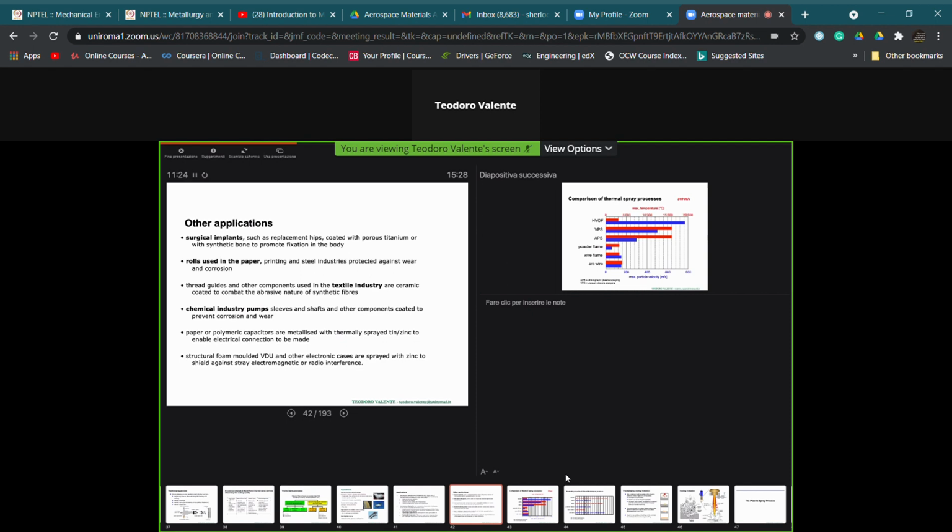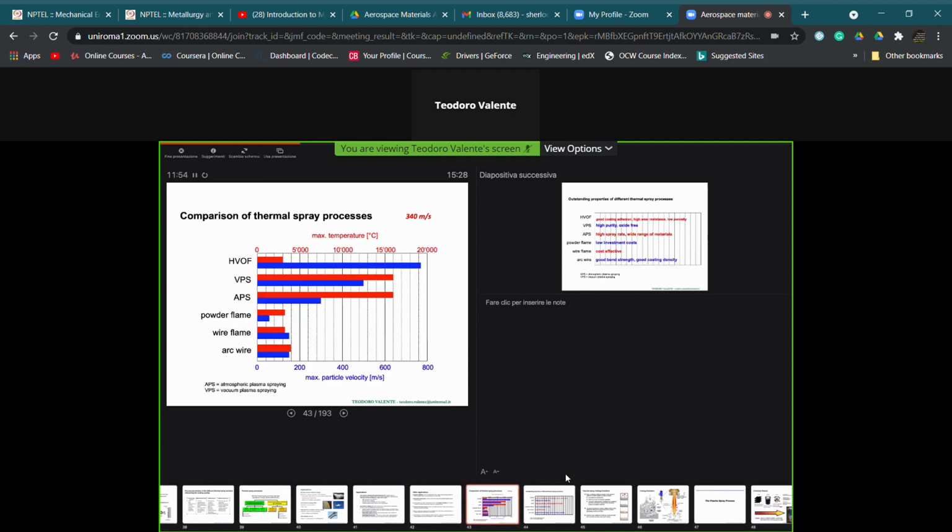But also other applications, for example chemical industry pumps, where you have very aggressive fluids, and you need to give the materials good corrosion properties without using those materials as a bulk, for economic reasons and also for the sake of simplicity of fabrication. For example, the wall components are treated by using thermally sprayed coatings.